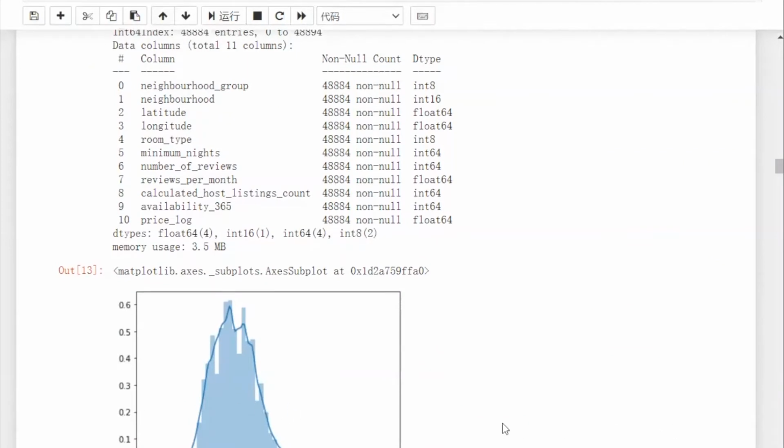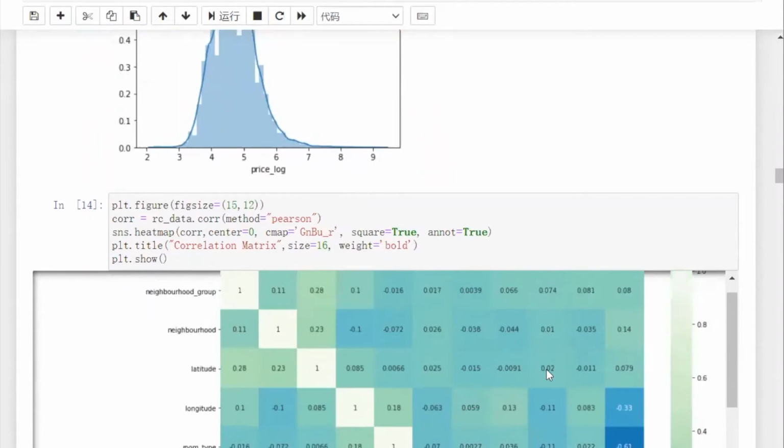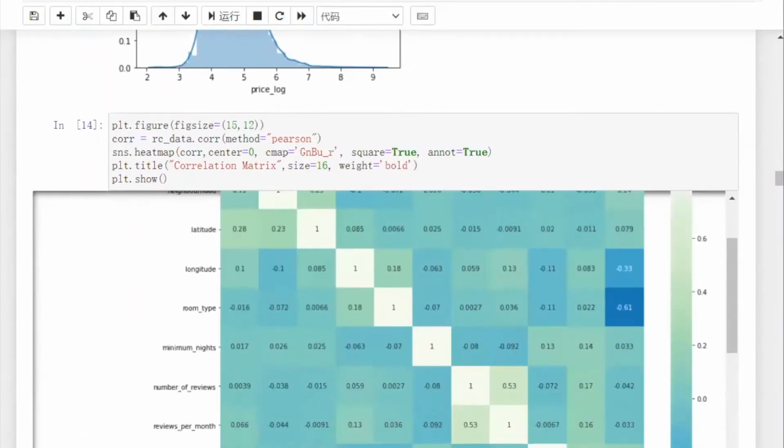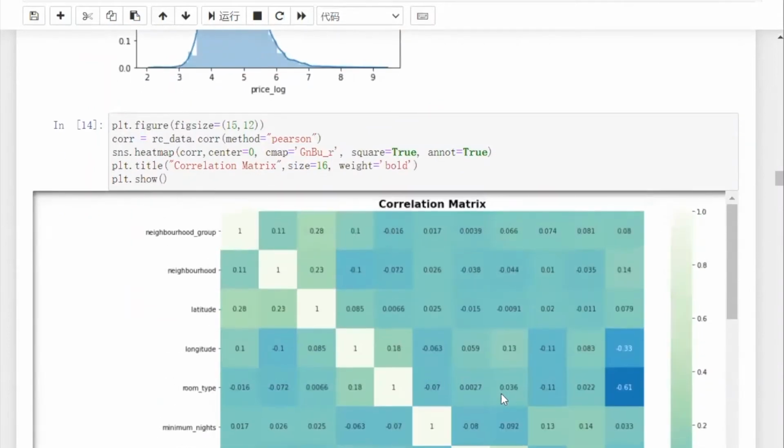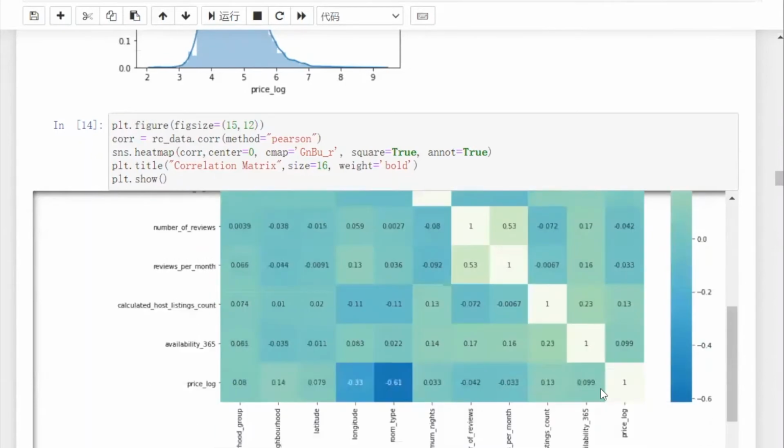Next, we created a heat map of the correlation among all variables. As we can see from the figure, both longitude and the room type are highly correlated with the price.